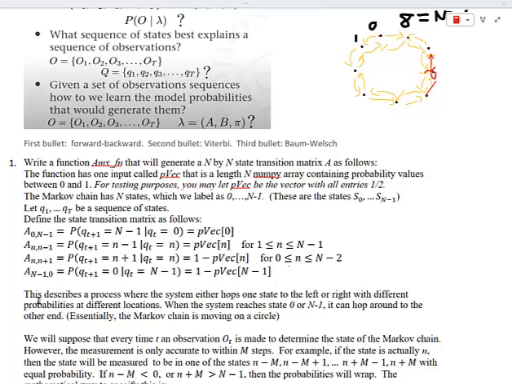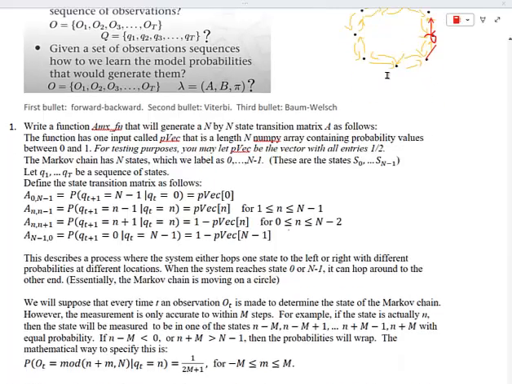So as I say down here, this describes a process where the system either hops one state to the left or to the right. And this could be the location of a person or the location of some kind of robot or something like that. But it's describing a location that changes over time, and you can think of it as going around a circle.